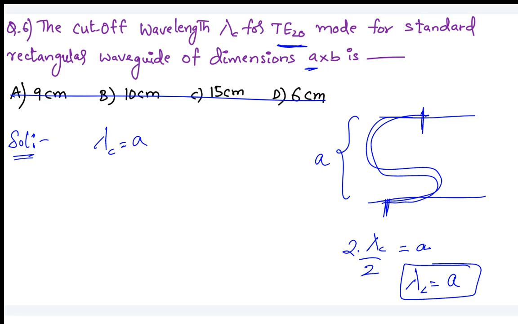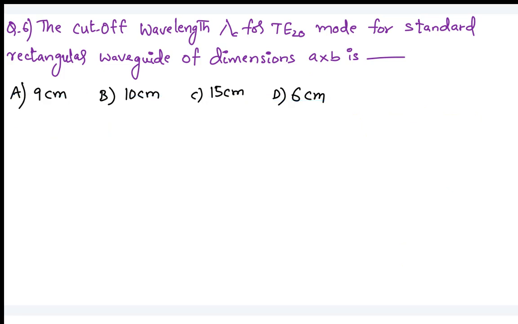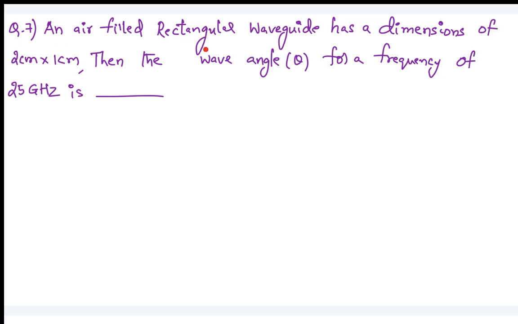Okay, same thing. Next problem. This is a very important problem you can see here. An air-filled rectangular waveguide has the dimensions of 2 cm by 1 cm. Then find the wave angle for a frequency of 25 gigahertz.